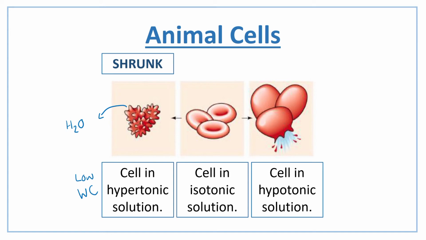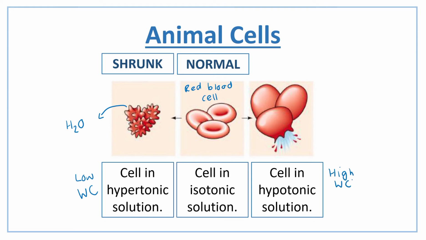That animal cell is going to shrink. An animal cell in an isotonic solution will be normal. So this is actually a red blood cell, in case we don't recognise it. And then an animal cell placed in a hypotonic solution, which is high water concentration, is going to burst. If that animal cell is taking in extra water, it is not actually capable of withstanding the water pressure. So our plant cells have a cell wall which provides extra support for them. Animal cells do not have a cell wall. And so in a hypotonic solution, they are going to burst.